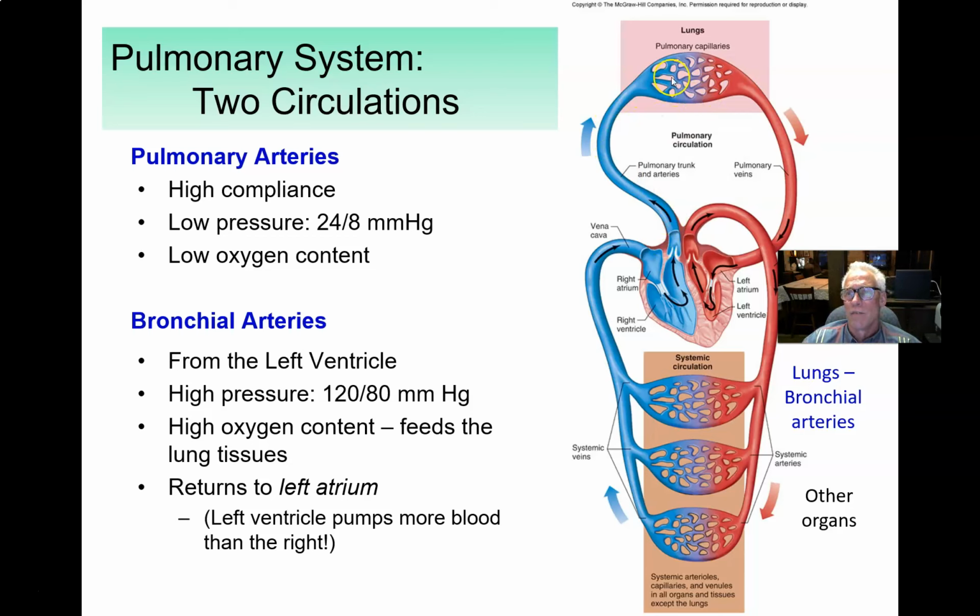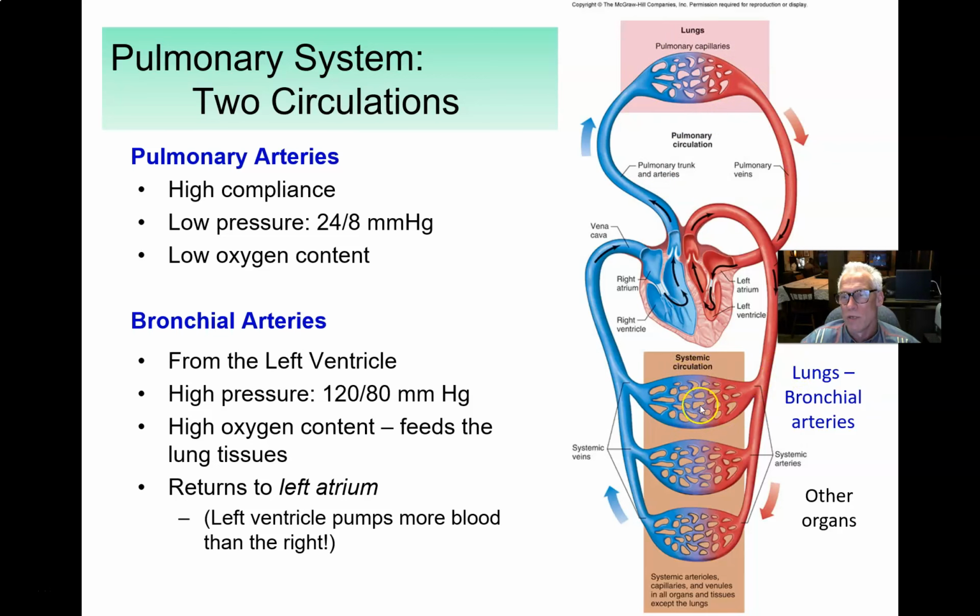Well, there's one last little point of trivia we should mention, and that is that this low pressure system, we said there's only about 20-something millimeters of mercury arterial pressure in the pulmonary arteries. That's what gets the blood oxygenated for the use of your body, but there's got to be some oxygenated blood brought to all the tissues of your lungs to feed the cells. So there's a capillary bed.